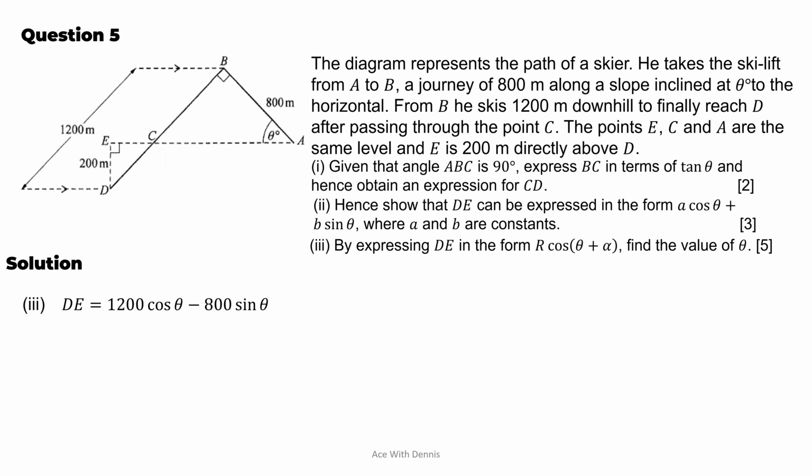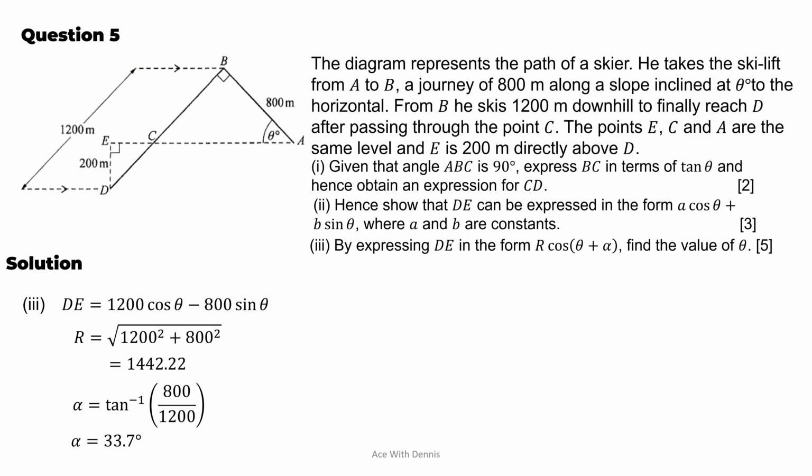Part 3. DE equals 1200 cosine theta minus 800 sine theta. So from here, we want to convert this equation into R formula. So we find the value of R, which is the square root of 1200 squared plus 800 squared, and the value is 1442.22. Alpha will be inverse of tangent 800 divided by 1200. So alpha will be 33.7 degrees. So all these we are applying the R formula.